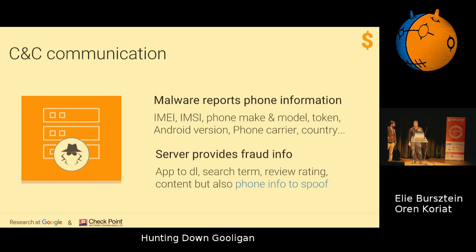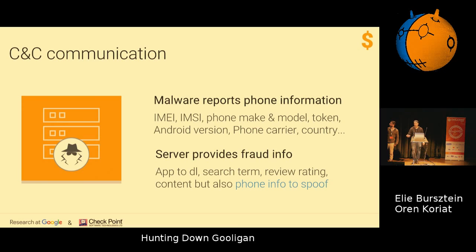So they send a request, which actually contains a lot of information, way more than we were expecting at the beginning, like IMEI, IMSI, phone make, phone model, the token, as we mentioned, the Android version, the phone carrier, the country, the public IP. A lot of information which has no business to be there because it's not directly used, but they do that.